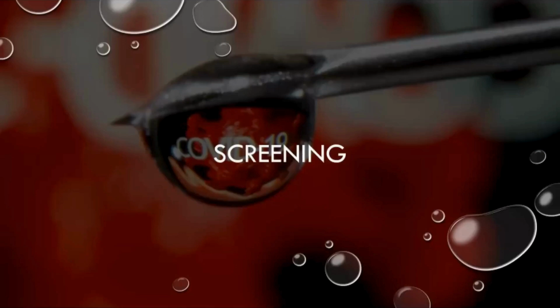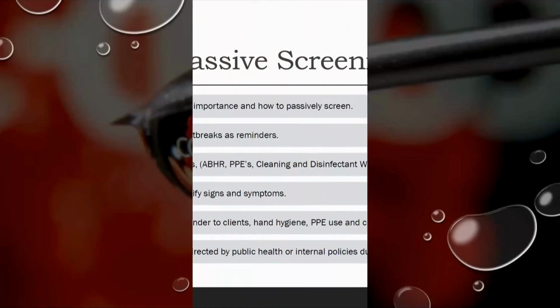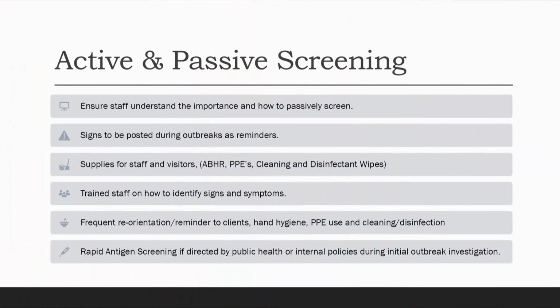Next page. And finally, screening. Again, as I said, passive and active screening is very important. If you are coming to work and you know you're not feeling good, it's good to stay home. So ensure staff understand the importance of how to passively screen, signs are posted during outbreaks as reminders, and supplies for staff and visitors are readily available and accessible. Train staff on how to identify signs and symptoms, so they know, hey, she's sneezing, she doesn't look good, she looks lethargic, her eyes are running, nose is running, coryza, whatever it is. Something's going on. I think we need to put you in an isolation room and call a family member to come pick you up.